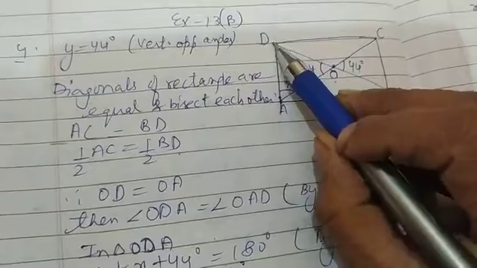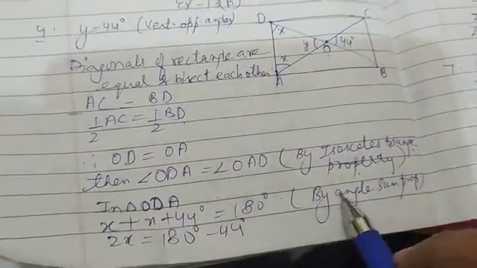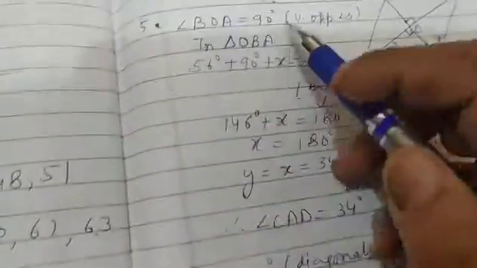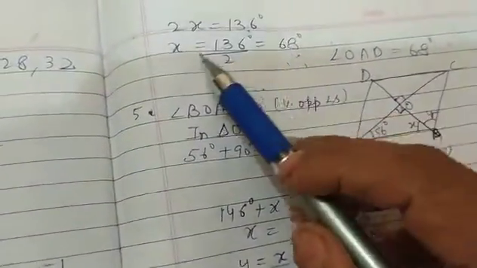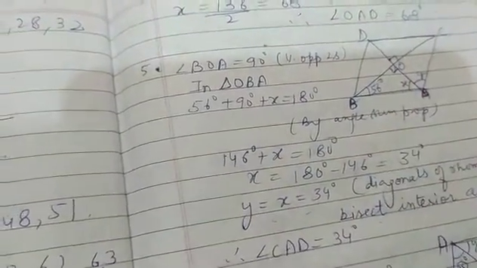Now take only this triangle ODA. X plus x plus 44 is equal to 180 degrees by the angle sum property. Calculate x. 2x is 136, x is 68 degrees. That means angle AOD is 68 degrees.